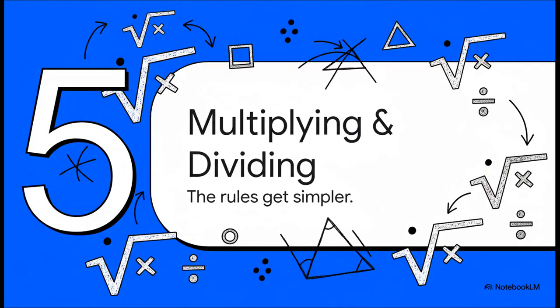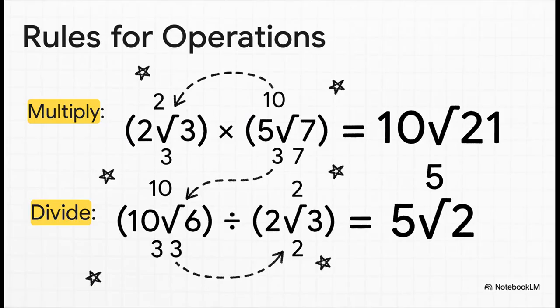So you're probably thinking, all right, I get addition. What's the catch with multiplication and division? Well, I've got some great news for you. The rules actually get even easier. When you're multiplying, it's so simple. You just multiply the numbers on the outside, and then you multiply the numbers on the inside. That's it. You don't have to worry about the radicands matching. As you can see here, 2 times 5 is 10, and 3 times 7 is 21.